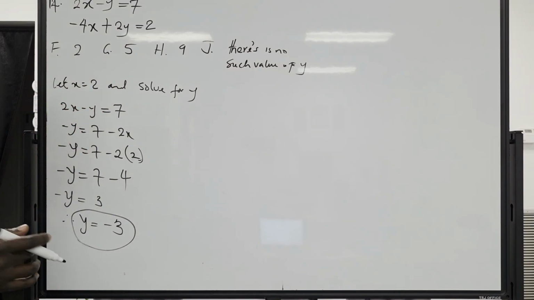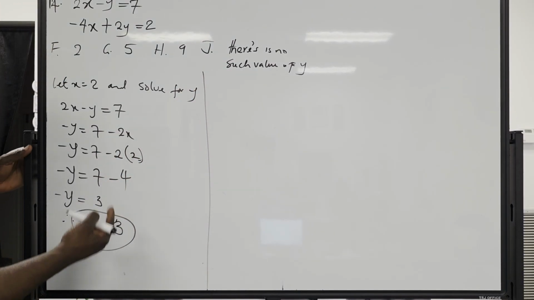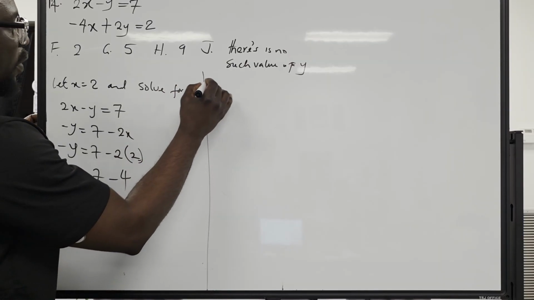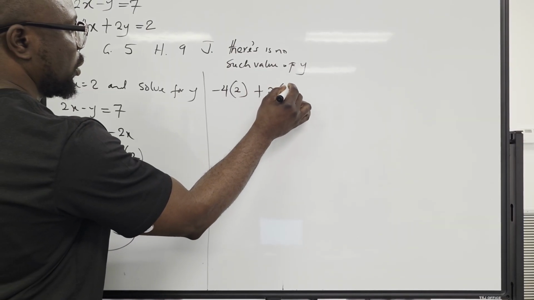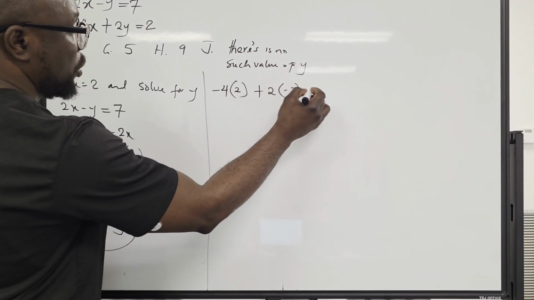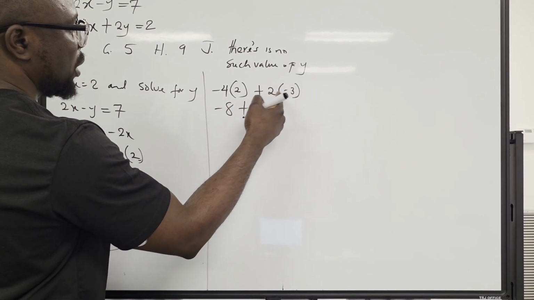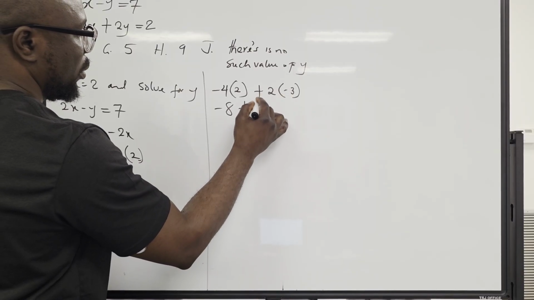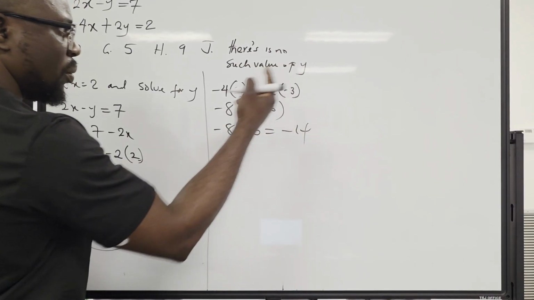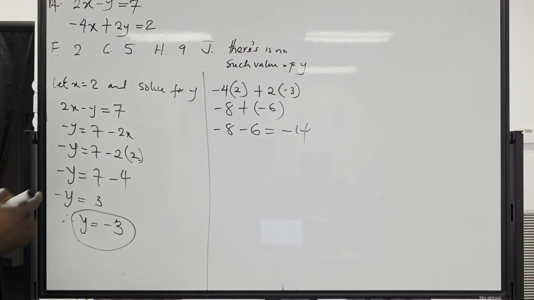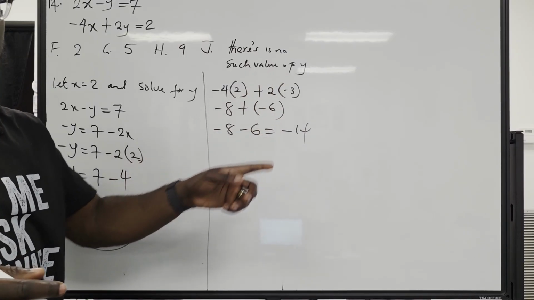You can do it many ways, but you want to do the quickest way so you can get your answer. So if y is equal to minus 3, let's put that in here: minus 4 times x, which is 2, plus 2 times minus 3. It should give us 2. Minus 4 times 2 is minus 8, plus 2 times minus 3 is minus 6. So you have minus 8 minus 6, which is minus 14. We don't have 2, so this equation does not make any sense. The answer is there is no such value of y.